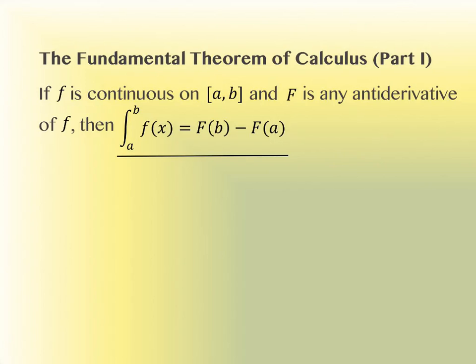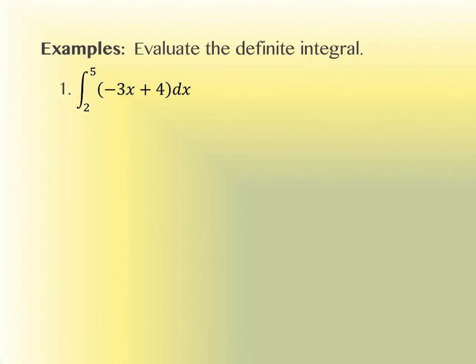You want to see how easy it is? Let's do one. We have the integral from 2 to 5 of negative 3x plus 4. So what we're going to do is evaluate the antiderivative first. This is a basic skills type question. What is the antiderivative of negative 3x plus 4? It's negative 3x squared plus 4x.